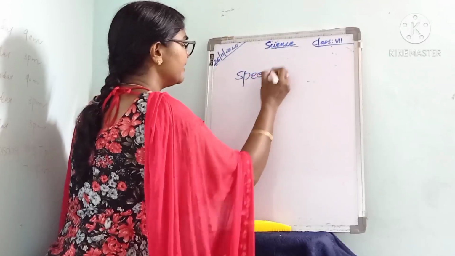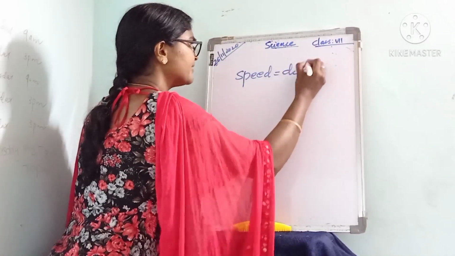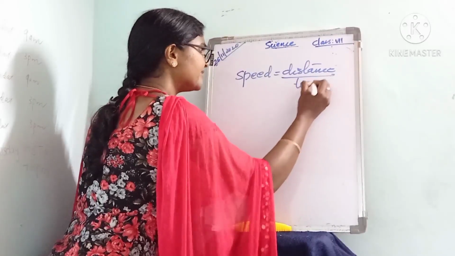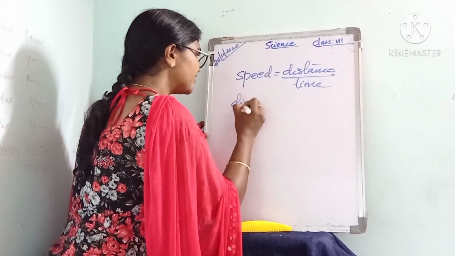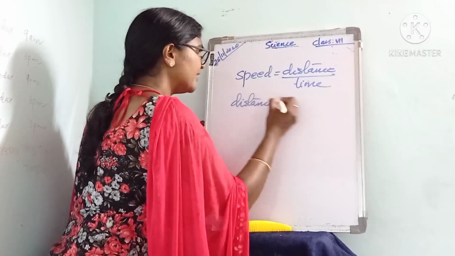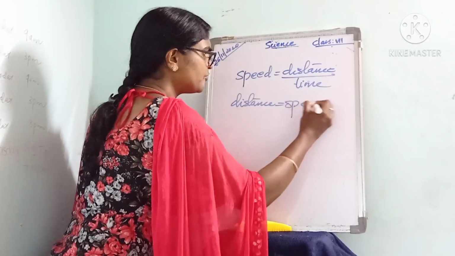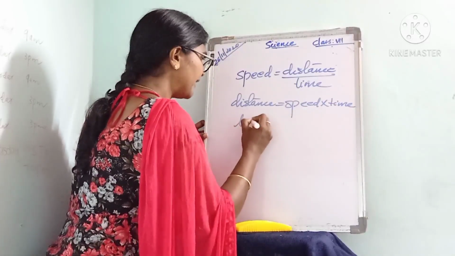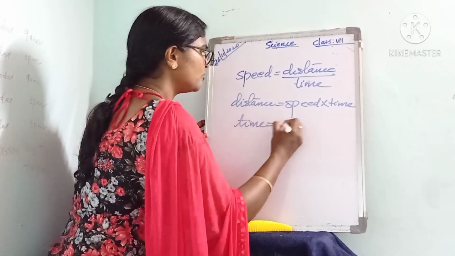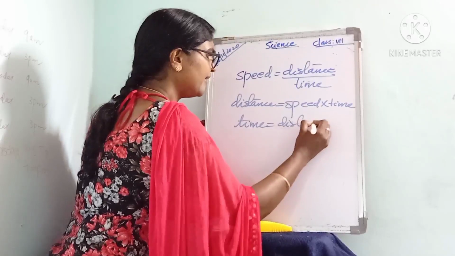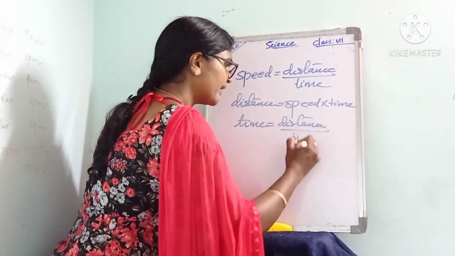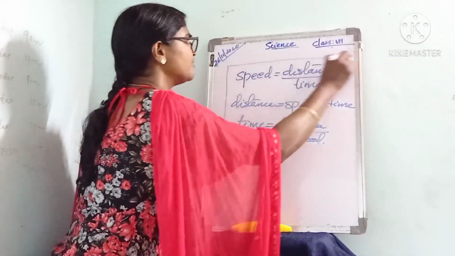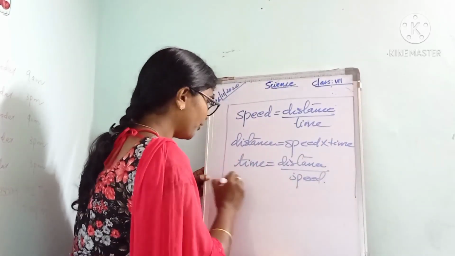What is speed? Speed equal to distance by time. Then what is distance actually? Distance equal to speed into time. Okay. Then what is time actually? Time is equal to distance by speed. Okay. These are very, very important relations. You have to write it in your notebook.